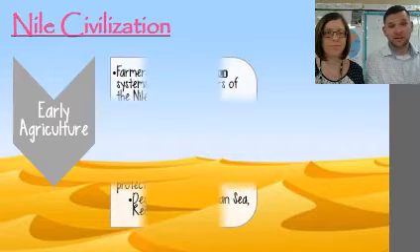Hey guys, this is Mr. Green. I'm making a cameo with Miss Tickle, and I'm just going to talk about the Nile civilization a little bit, because the Nile civilization provided a lot as far as agriculture. So we're going to talk about irrigation.